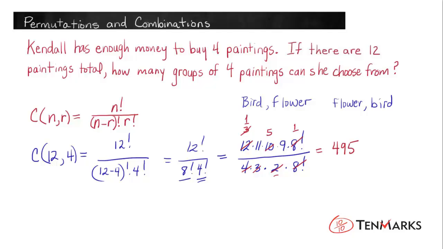Now if this is confusing, you can always use your calculator to do the factorial, but hopefully this makes sense. So the answer to this question, how many combinations of 4 paintings does Kendall have to choose from if there are 12 paintings total, is going to be 495 groups of 4.